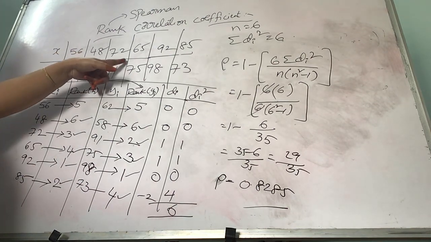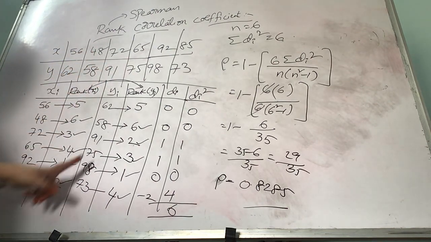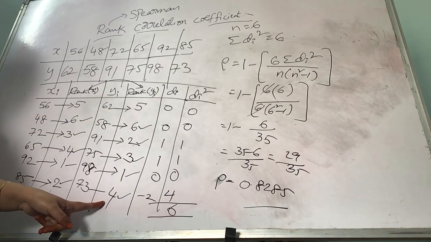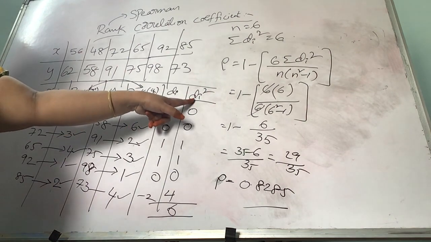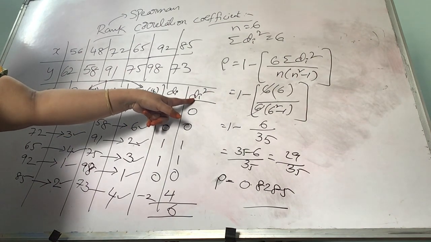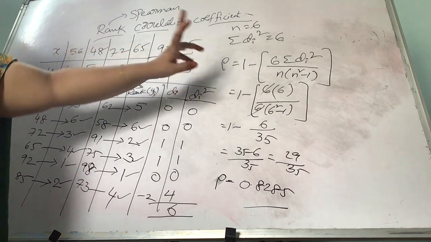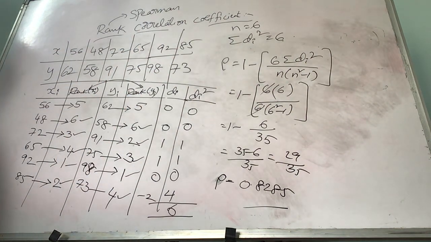Here the observations are not repeated. So we assign different ranks for each of the X observations and Y observations. We have to find the difference between the ranks and square of these ranks. And then substitute all these values in the rank correlation coefficient formula. Next we have to find the rank correlation coefficient in case of repeated observations.